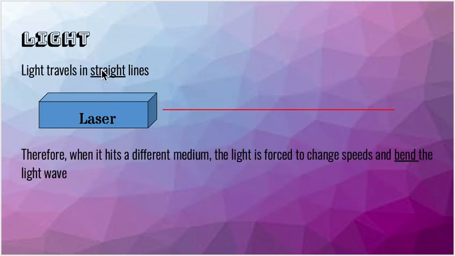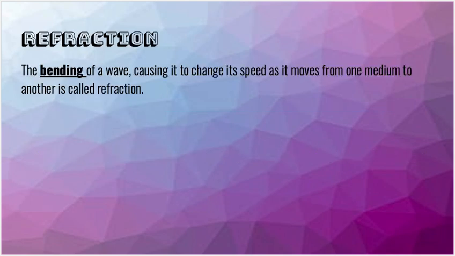You need to know that light travels in straight lines. So when you point a laser, it doesn't go all wonky. It goes straight to where you're pointing it, unless it hits something that makes it bend. So therefore, when that light or the laser hits a different medium, the light is forced to change speeds and it's going to bend the light wave. Now, when we bend light, we're going to be talking about refraction. This is one kind of way to bend a light wave.